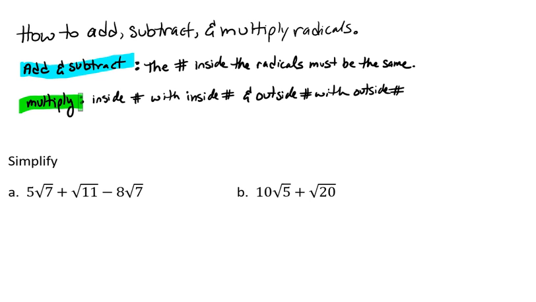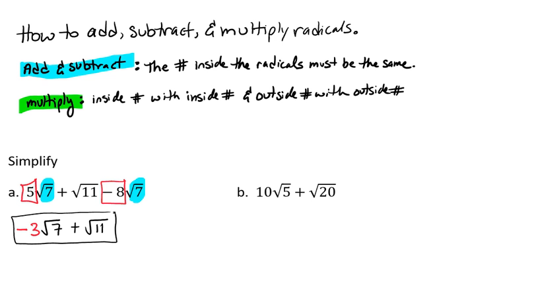So in this first example, we have 5 times the square root of 7 plus the square root of 11 minus 8 times the square root of 7. Here, we can see that we have 2 that have the same inside number. So that tells me that I can take the 5 and subtract the 8. So 5 minus 8 is going to be negative 3 times the square root of 7. And because the 11 doesn't break down and simplify, because 11 is a prime number, and there are no other radical 11s, then the radical 11 will be by itself. And that will be our final answer here.